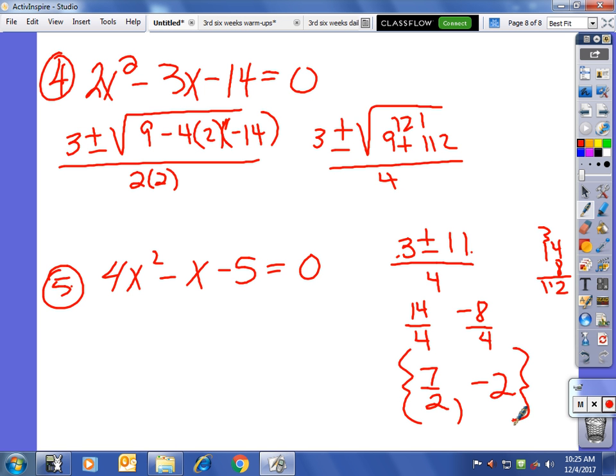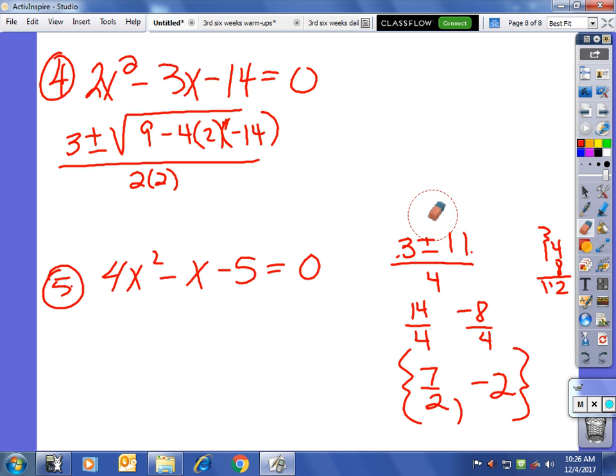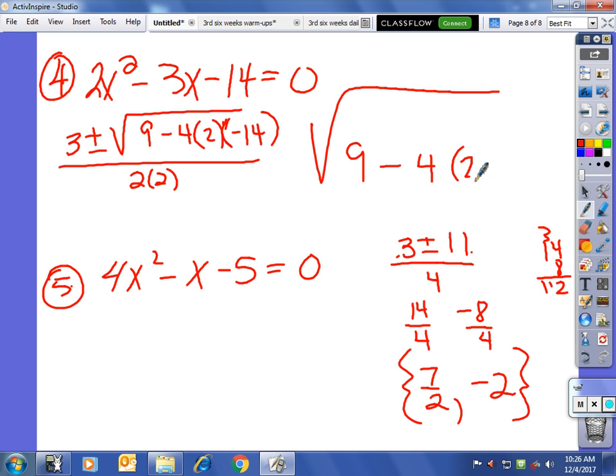Questions on number 4? How did I get 11? Okay, so let's look inside the radical symbol. Let me just focus on inside the radical symbol. Inside the radical symbol is b squared. Well, b is negative 3, and negative 3 squared is positive 9. Minus 4 times a times c, so that would be minus 4 times 2 times negative 14. Now, the 9 is going to get added to all of this junk because a negative 4 times a 2 times a negative 14, that's 2 negatives, and 2 negatives make a giant positive.